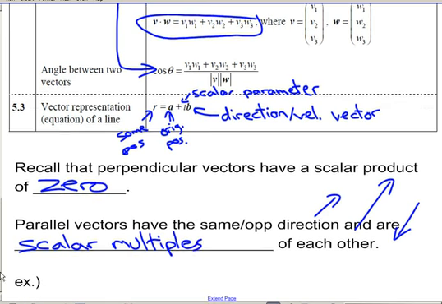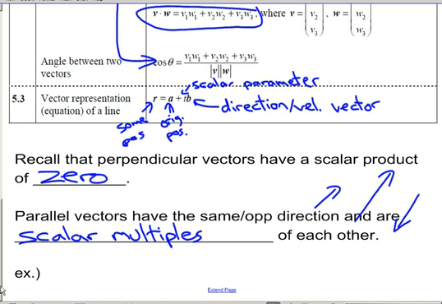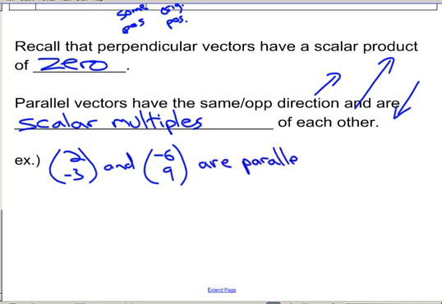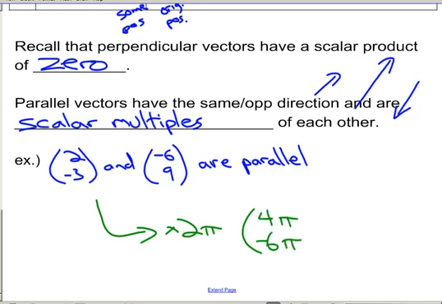So if I had, say, a vector of (2, -3), and I wanted to find a vector that's parallel to (2, -3), I could just take (2, -3) and multiply it by something. Say multiply it by -3. I get this. These are parallel vectors. Or if we had taken the original one and, say, multiplied it by 2 pi, you get (4 pi, -6 pi). Still parallel.